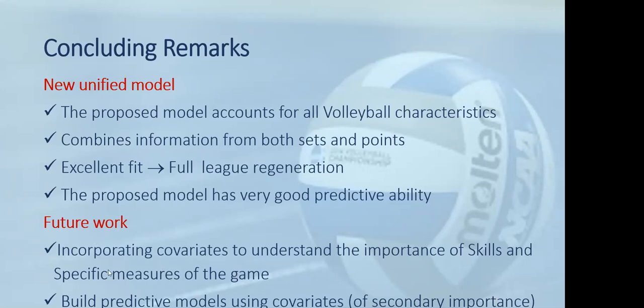So for future work, what we are working on is to extend the model to incorporate covariates using Bayesian variable selection. With this approach, we can have two different directions. The first is to understand which skills, as they call them in volleyball, have the greater importance in the final outcome. This is important for managers in order to identify the weaknesses of the team and how they can train their teams to improve. And the second, which is of lower importance, is to build predictive models using covariates.